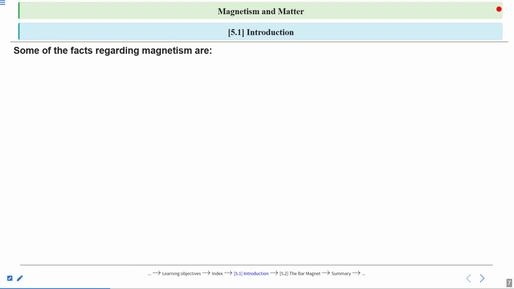Some of the facts regarding magnetism are: Earth acts as a magnet with magnetic field lines running from south to north. Generally, for a bar magnet or any other magnet, magnetic field lines are from north to south outside the magnet. But for Earth, the magnetic field lines are from south to north. So Earth acts as a magnet, but the field lines run from south to north.